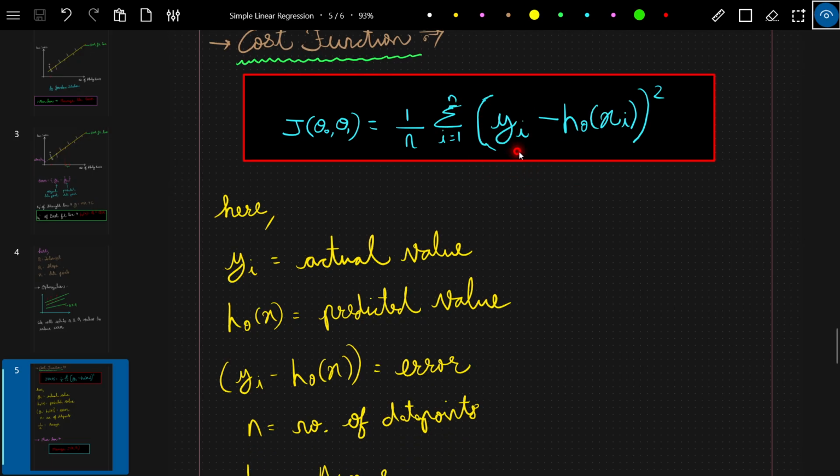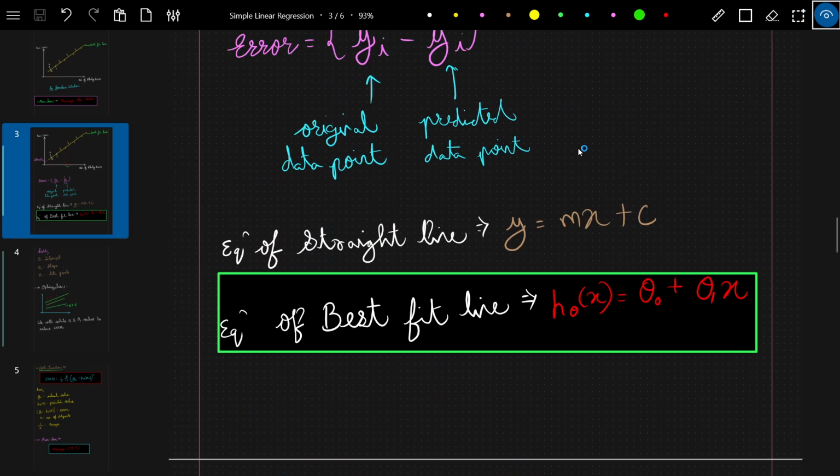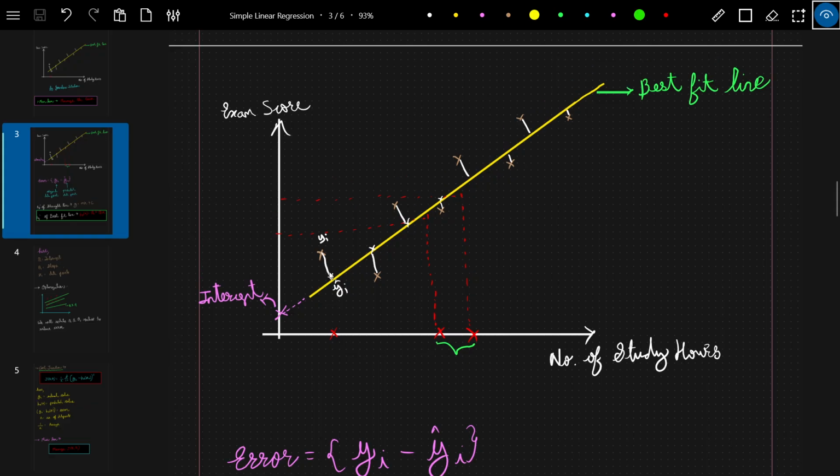y of i is known as our actual value. Our actual data point is denoted by y of i. Then there comes h theta of x of i. Now what is h theta of x of i? h theta of x of i is known as our predicted value, our predicted data points. Now let's see our diagram, guys. Here in this diagram, y of i is our actual value, and for the predicted one, we have stated it as y of i, but it's the same as h theta of x of i, just the notation is different. So this is actually the predicted point.